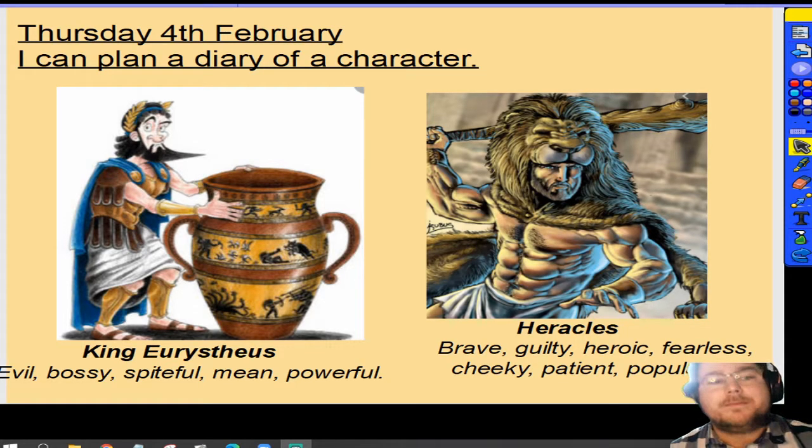Thursday, the 4th of February. I can plan a diary of a character, and we're going to be using a timeline to make sure that plan is in chronological time order. Just a quick recap on my characters, but go ahead and get yours.